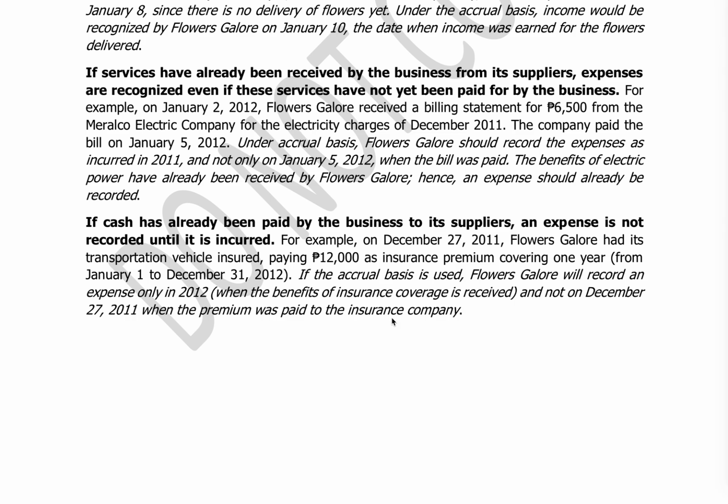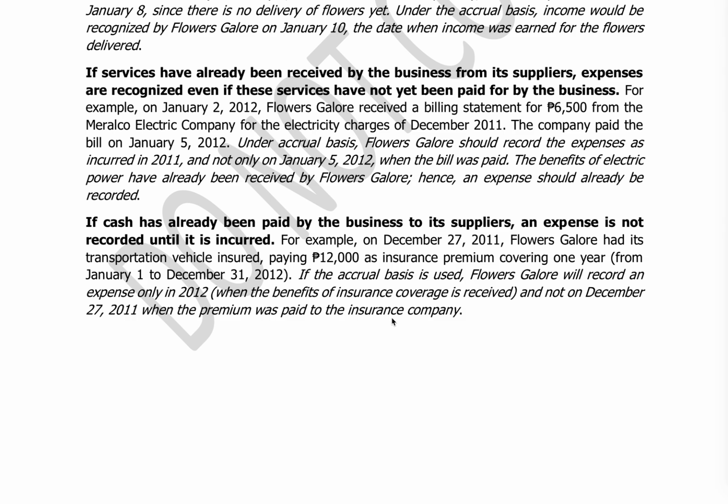No. Na-incur mo na, nagamit mo na electricity, diba? So, dapat, upon receipt of the bill for the month, i-accrue mo na yung expense. So, yun ang sinasabi. Diba? The company paid the bill on January 5.